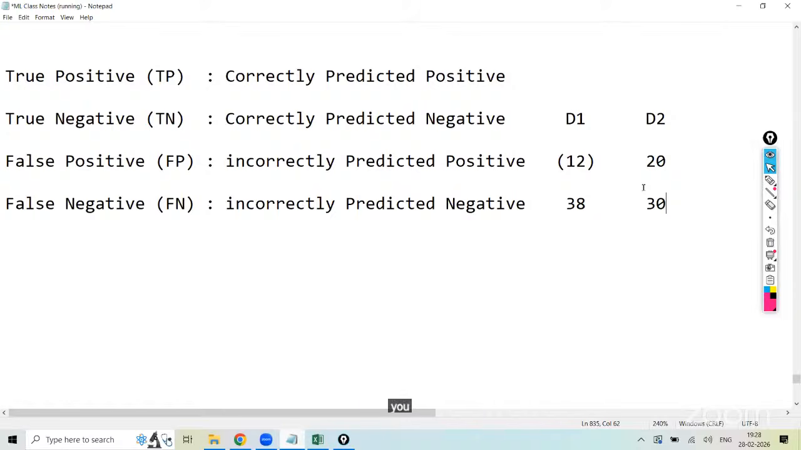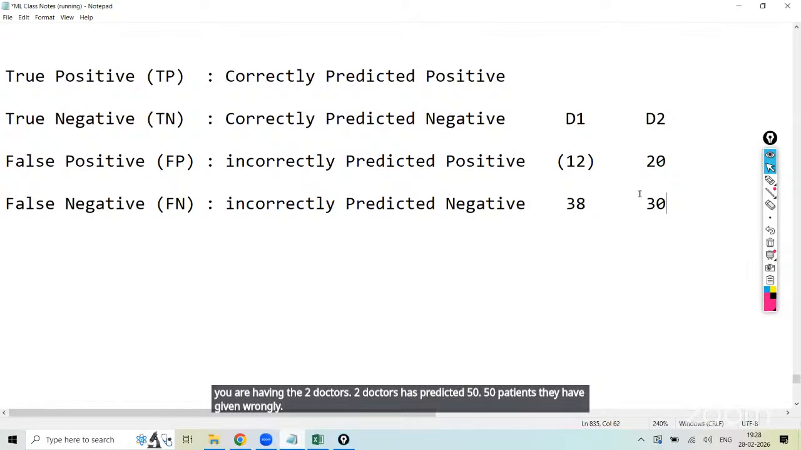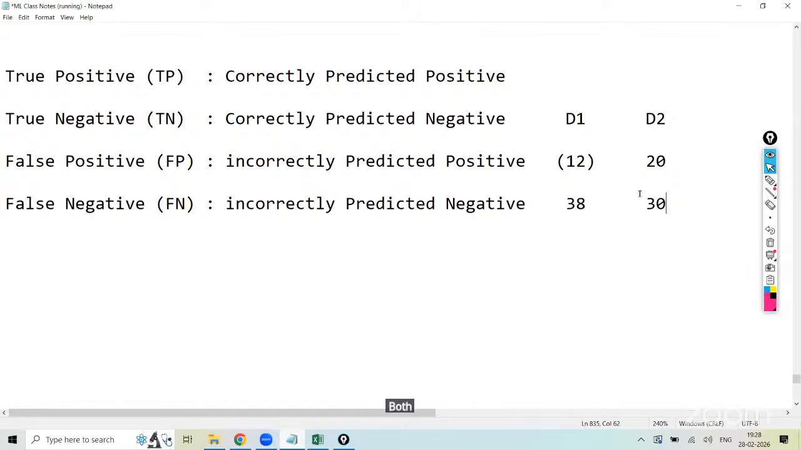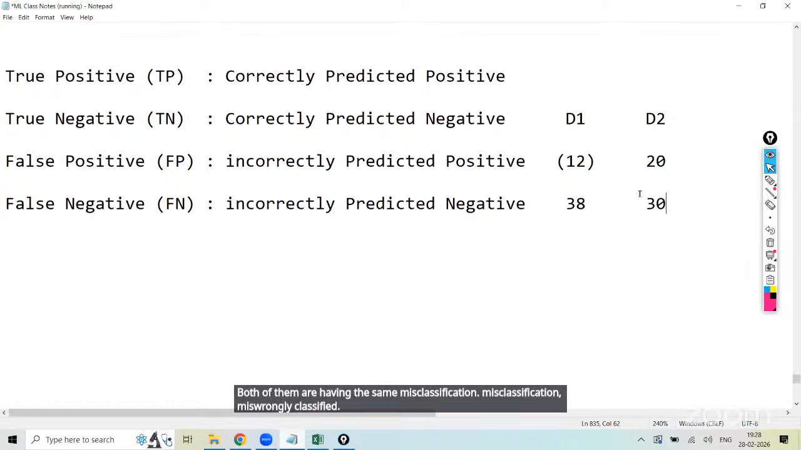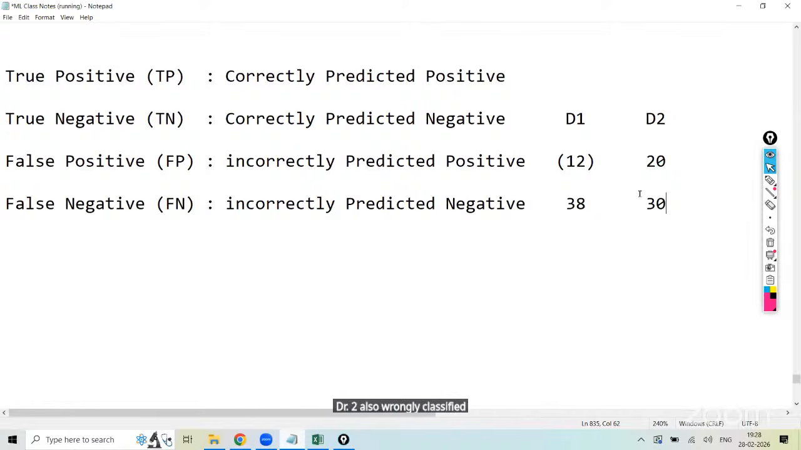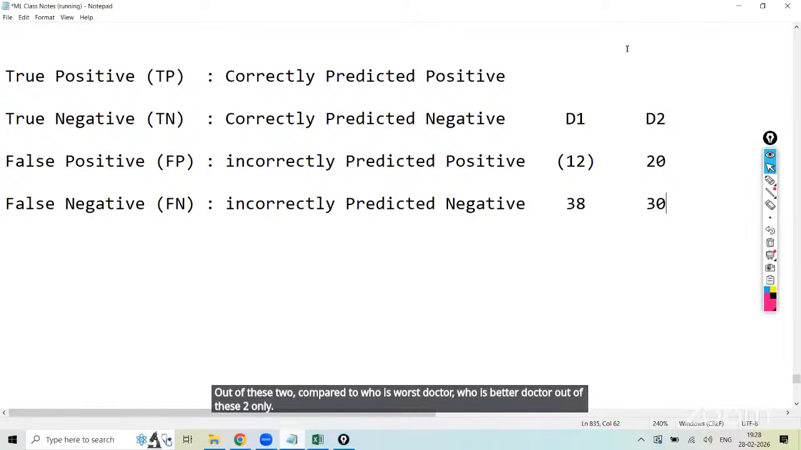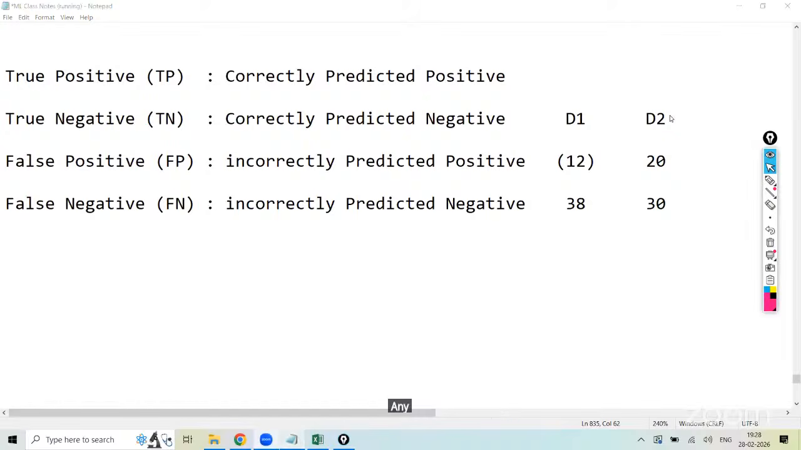You are having the 2 doctors. 2 doctors have predicted 50-50. 50 patients they have given wrongly. Both of them have the same misclassification. Misclassification means wrongly classified. Doctor 1 has wrongly classified 50 patients, and Doctor 2 also wrongly classified 50 patients. Both of them have done the same. Out of these 2, comparatively, who is the worse doctor? Who is the better doctor? Anyone? According to you.